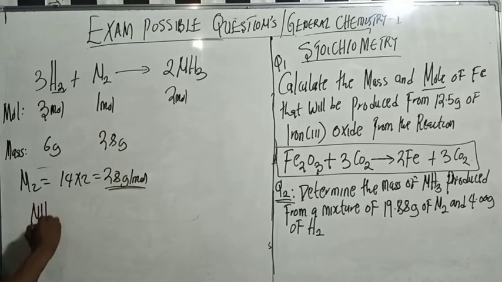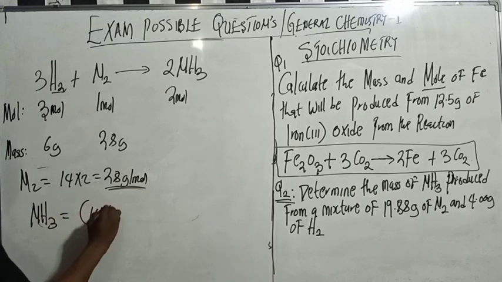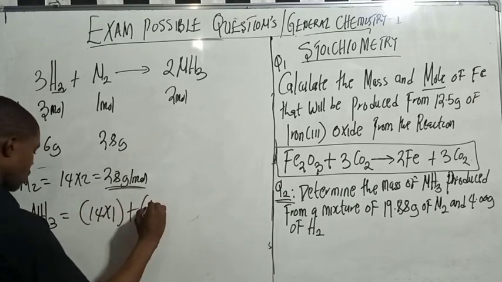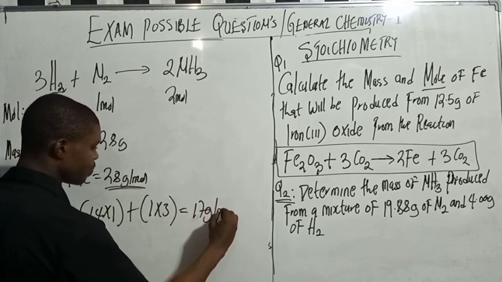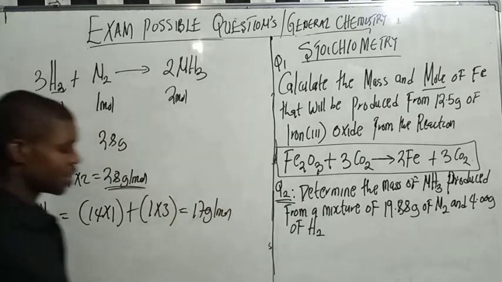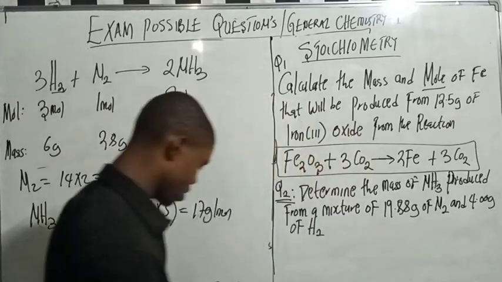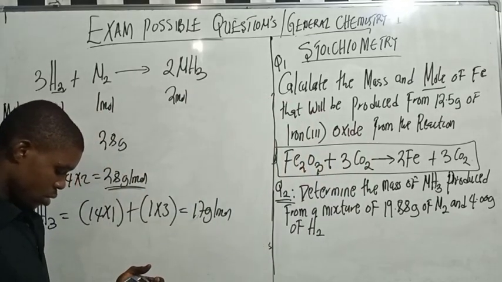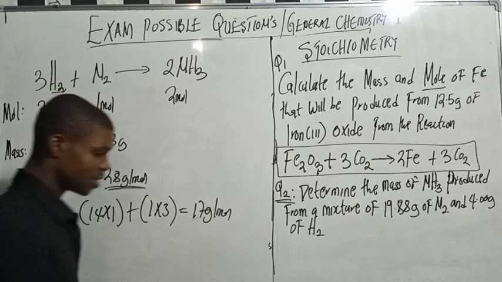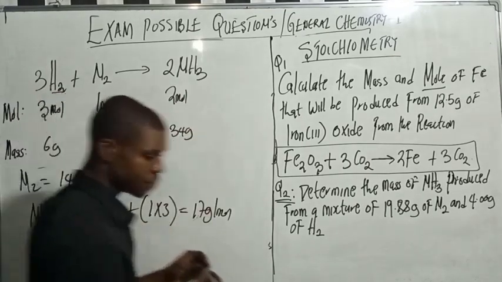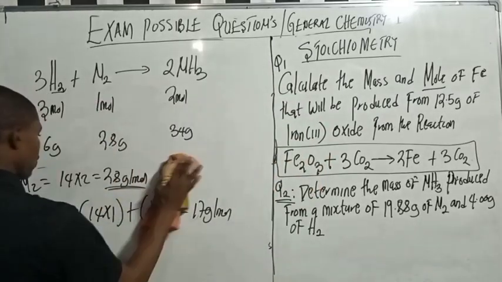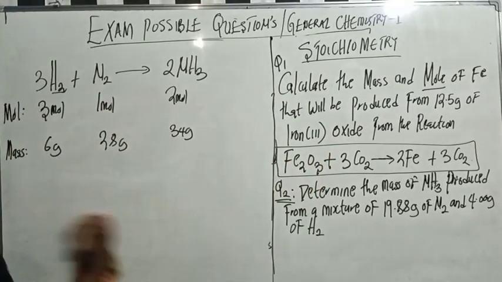Then NH3 is 14 times 1 plus 1 times 3. Here we have 17 gram per mole, right? So 2 times 17. Here we have 34 gram, right? That is what you need to do here.